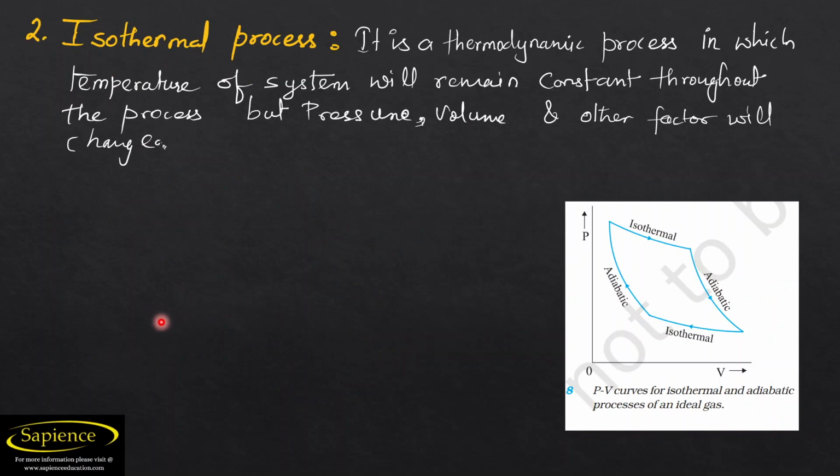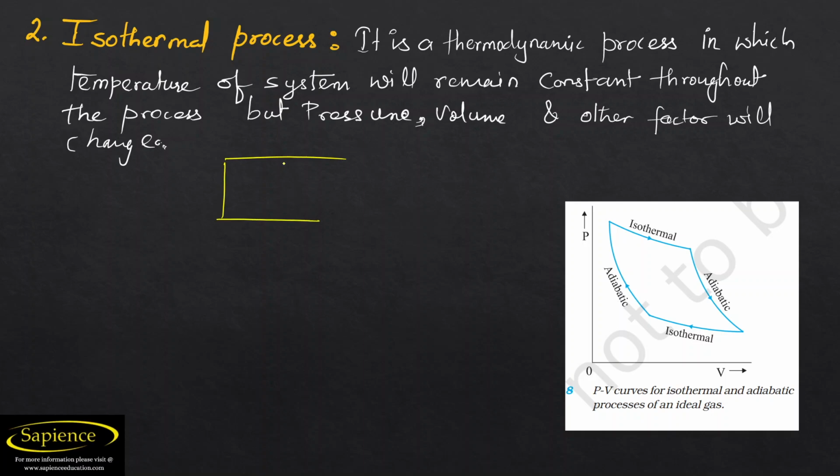Now let us consider the isothermal process. So what actually is an isothermal process? It is a thermodynamic process in which the temperature of a system will remain constant throughout the process, but the pressure, volume and other factors will change. Whenever this happens, the process is known as an isothermal process.